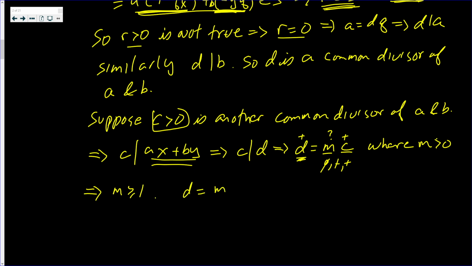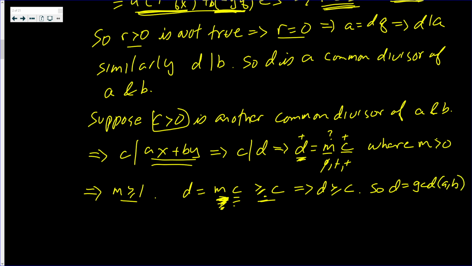Now, if D is MC, I claim that MC is greater than or equal to C. If M is 1, 1 times C equals C. If M is an integer bigger than 1, like 2, 2 times C is greater than C. 3 times C is bigger than C. 4 times C is bigger than C. And once again, if M is 1, 1 times C equals C. This implies that D is at least C. So D does equal the GCD of A and B.